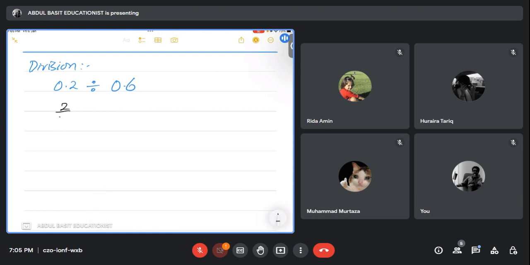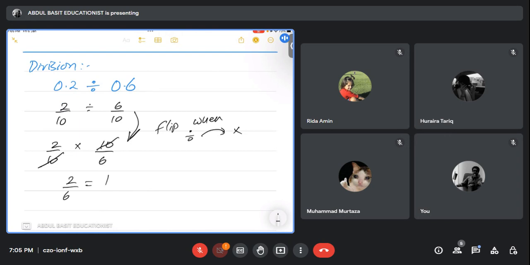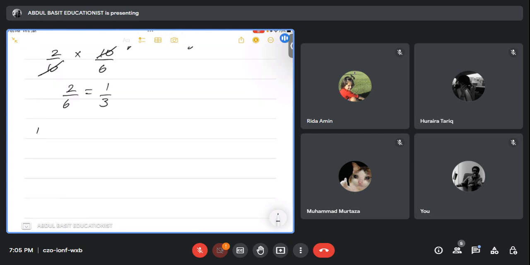So it would be 2 by 10 divided by 6 by 10. To change the division into multiplication, we have to take the reciprocal. We just flip when division goes to multiplication. Okay? So can I cancel 10 with 10? So 2 by 6 is the answer. No, it's 1 by 3. For example, if the question is part B, is this clear, everybody, or not?